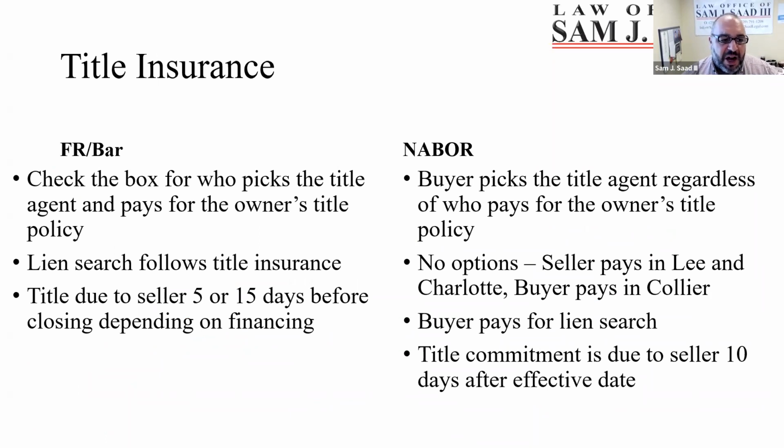So under the FAR bar contract, you would check a box for who picks the title agent and pays for the owner's title policy. The lien search under FAR bar follows the title insurance. This costs $115 to $120. It's a small expense, but it's a very important document, and it's chosen by the person who pays for title under FAR bar. And now one of the big differences between FAR bar and NABOR that can extend your closing and be a real problem is when you get the title commitment back.